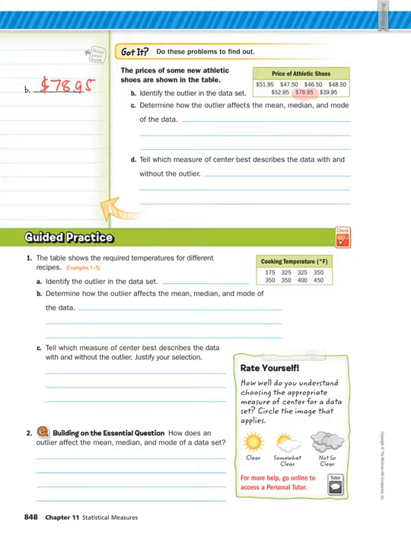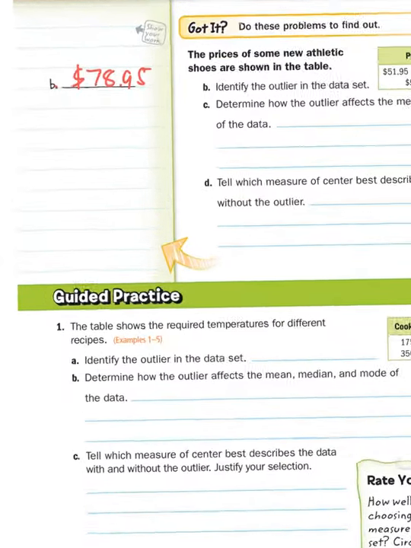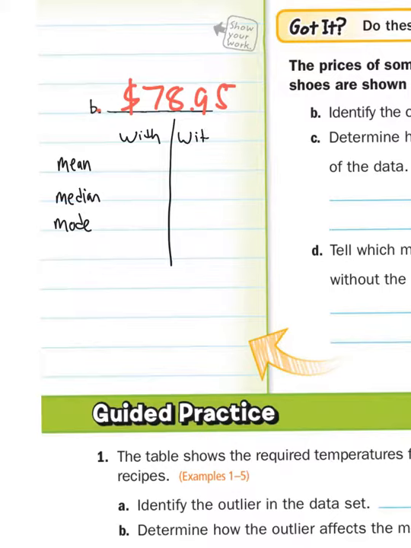Now, C says determine how the outlier affects the mean, median, and mode of the data. So here's what you're going to do for C in a second. You are going to have to find the mean, median, and mode. So we'll get a chart set up here. So mean, median, mode. Now, you're going to have to do that with the outlier and without the outlier. So we'll get our table set up.